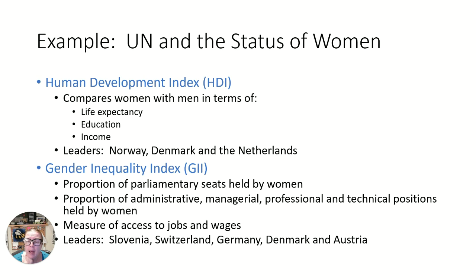This is measured by proportion of parliamentary seats held by women, proportion of administrative, managerial, professional positions held by women, access to jobs and wages. Here are the leaders, Denmark leading in both, Slovenia, Switzerland, Germany, and Austria as well. These are both indices that measure the status of women across the globe.